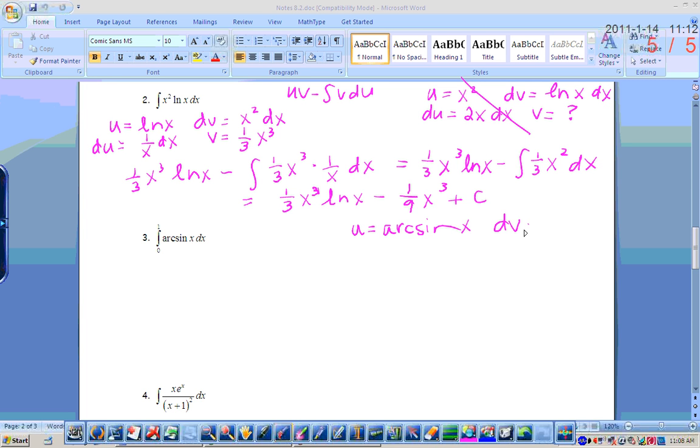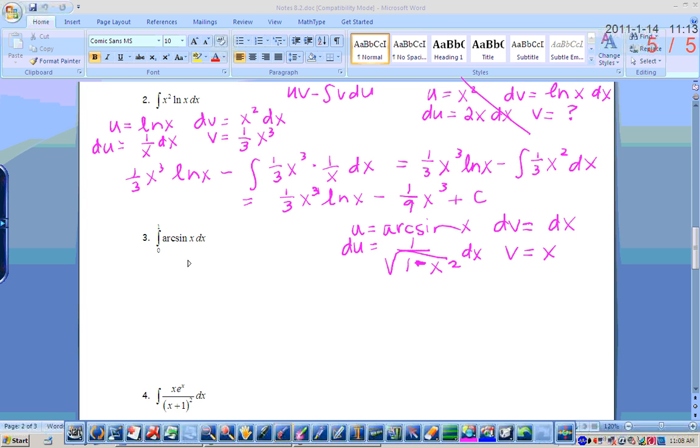So what's left for dv? Just dx. And can I integrate dx? Sure. All right, taking the derivative of u. Here's the $1,000 question for the day. What is the derivative of arc sine? Y'all are good. 1 over the square root of 1 minus x squared dx. And if I integrate dv, I get v, and the integral of dx is x.